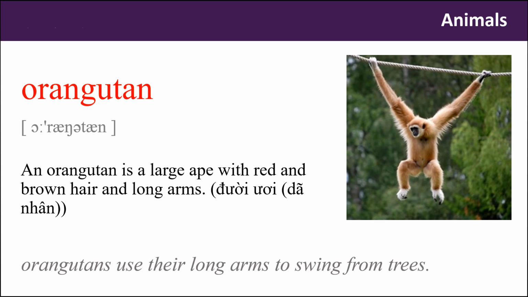Orangutan. An orangutan is a large ape with red and brown hair and long arms. Orangutans use their long arms to swing from trees.